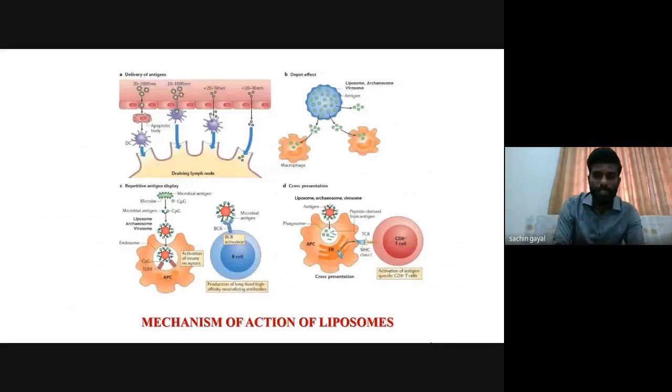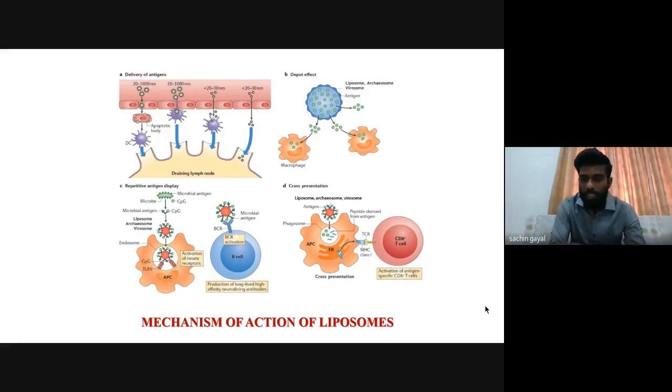We can see in this picture the mechanism of action of liposomes. It is divided into four steps: the delivery of antigens, depot effect, repetitive antigen display, and cross presentation. After entering, there is antigen presentation in the first step. In response to that, macrophages are produced in the second step, and then due to these macrophages, there is a production of long-lived high-affinity neutralizing antibodies, which gives immunity to that animal.